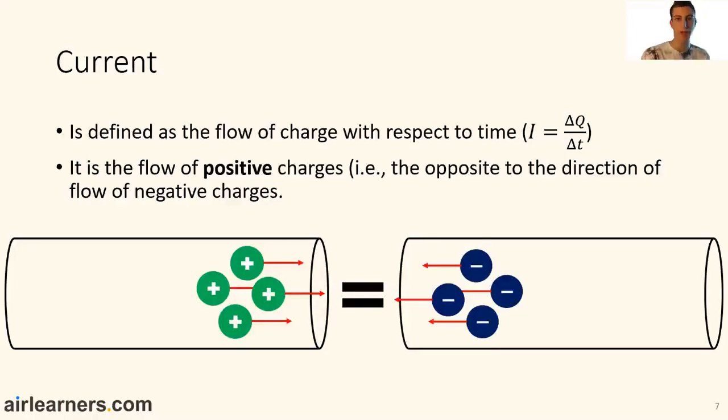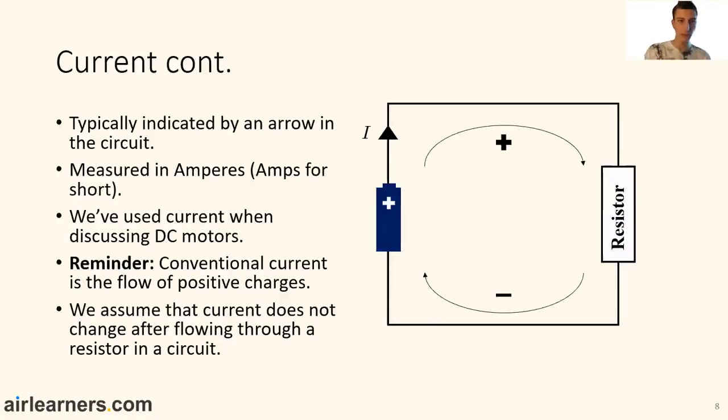We will always consider current to be the flow of positive charges, even though we know that electricity is really the flow of electrons. So even though there's an apparent contradiction there, this is the convention, and we will always use this throughout this area of study. We usually indicate it on our circuit by an arrow on the wires itself. So you can see that I've popped an I representing the current with an arrow.